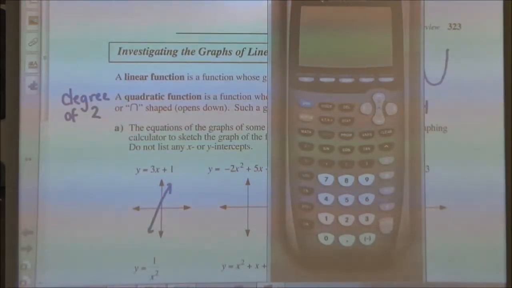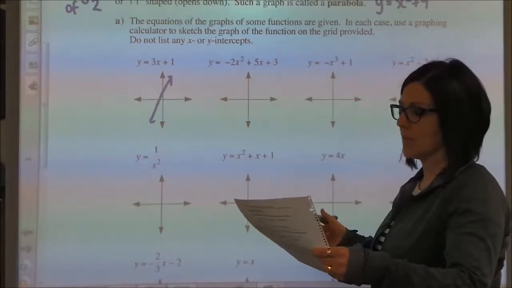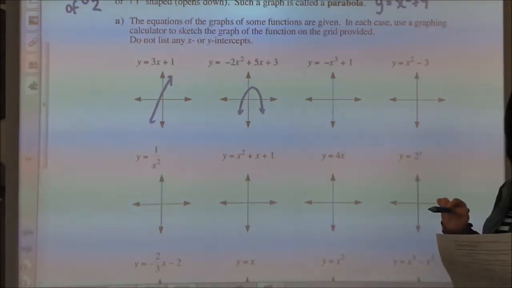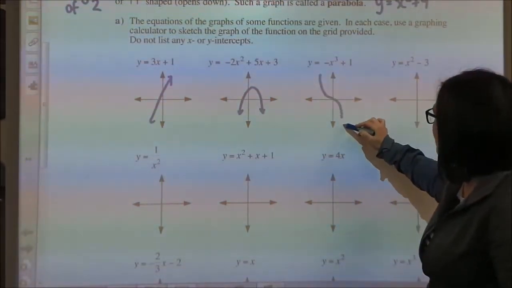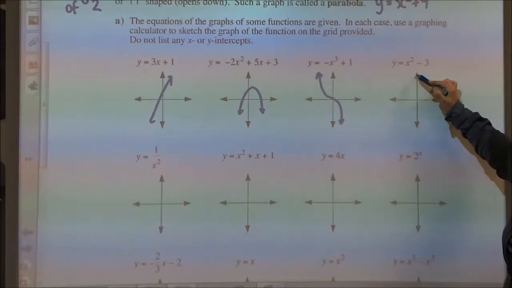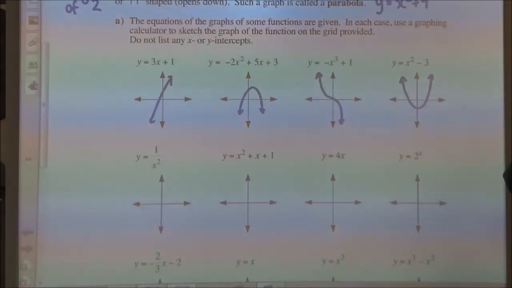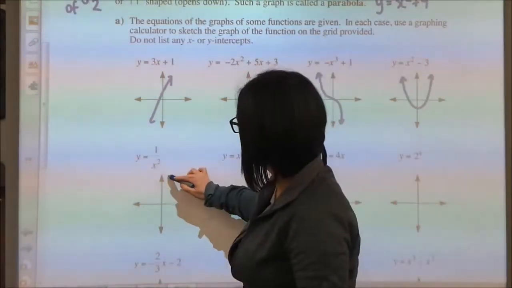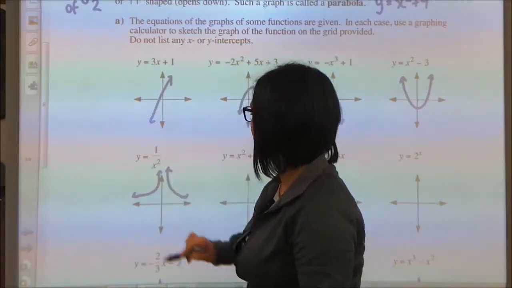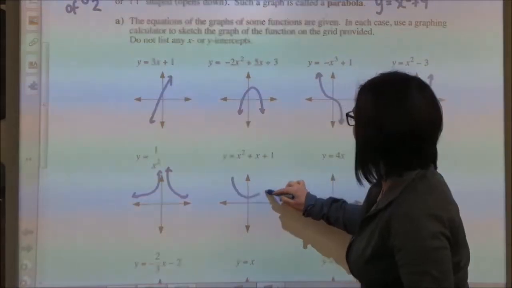Okay, so I'm going to go through now and sketch what these graphs would look like. So negative 2x squared plus 5x plus 3 is this U shape that goes upside down. Negative x cubed plus 1 is a cubic function. It has this type of a shape. X squared minus 3 is another U shape, and it goes like this. 1 over x squared, we call those rational equations because they've got a variable as a denominator. X squared plus x plus 1, that is another quadratic that looks like this.